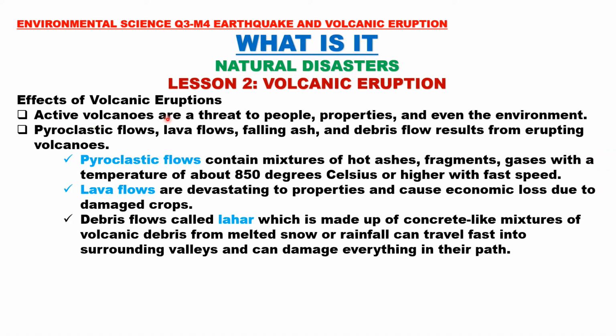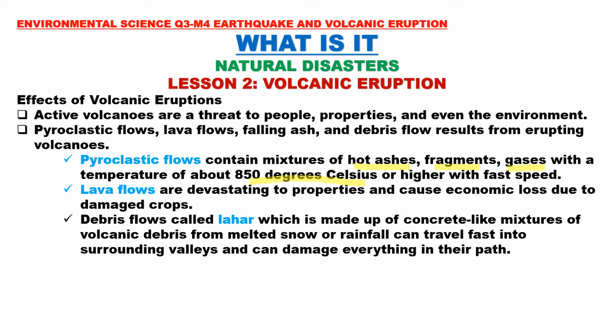So active volcanoes are a threat to people, properties, and even the environment. Pyroclastic flows, lava flows, falling ash, and debris flow results from erupting volcanoes. So, pyroclastic flows contain mixtures of hot ashes, fragments, gases, with a temperature of about 850 degrees Celsius or higher with fast speed. Lava flows are devastating to properties and cause economic loss due to damaged crops.